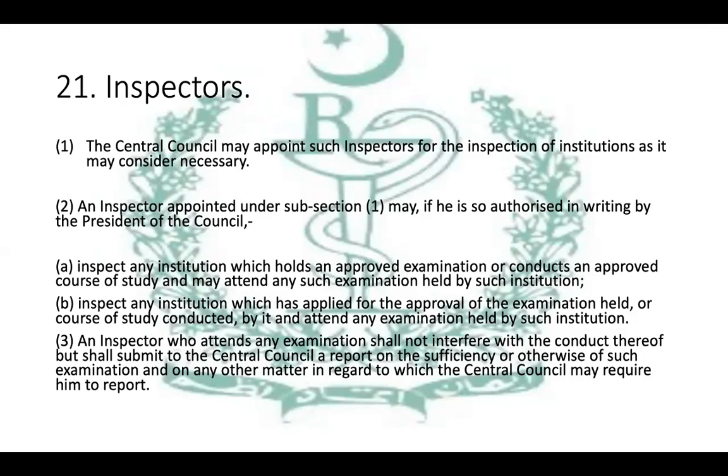What he has to do? He has to observe, examine, check, and see, and whatever they are doing, he does not interfere, he does not guide them, he does not advise anything over there.